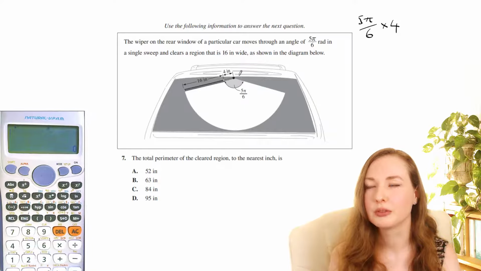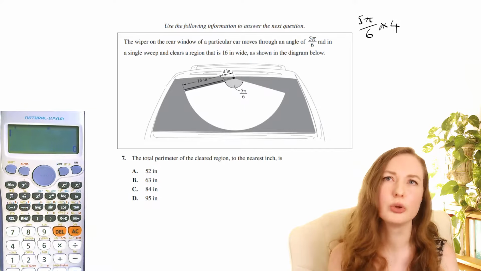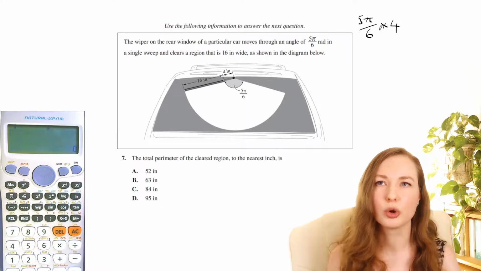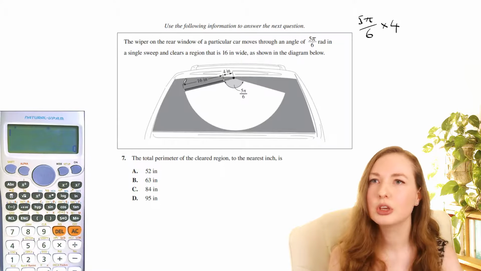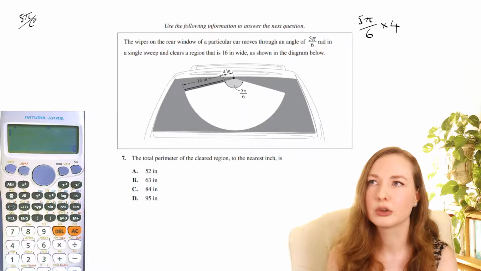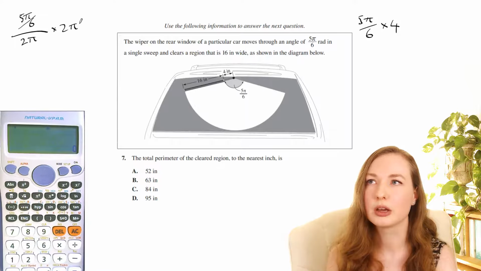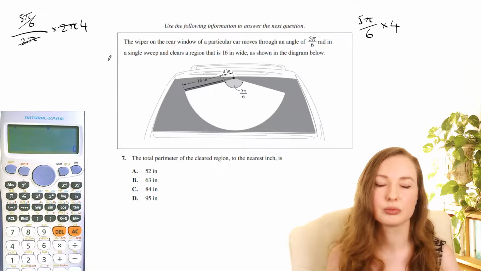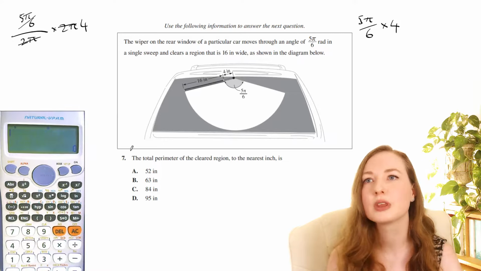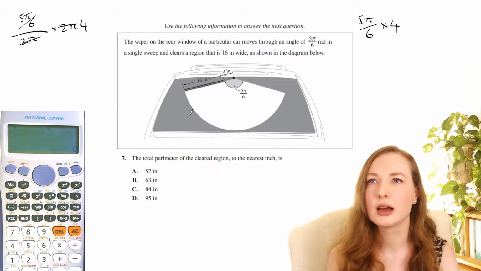So that bit's fine. If you didn't know that, or forgot it, you can think of it like the fraction of the whole circle is 5 pi on 6 out of 2 pi. And then the total circumference of this circle, if this was a full circle, would just be 2 pi times the radius, which is 4. So then those cancel. That's where the theta r formula comes from. Okay, anyway, so that's that line.